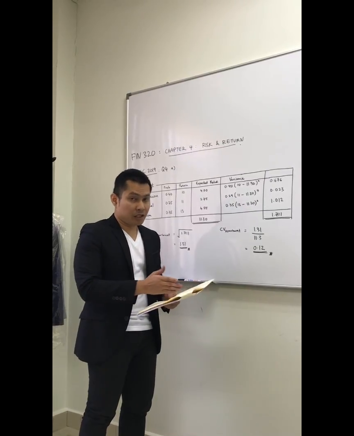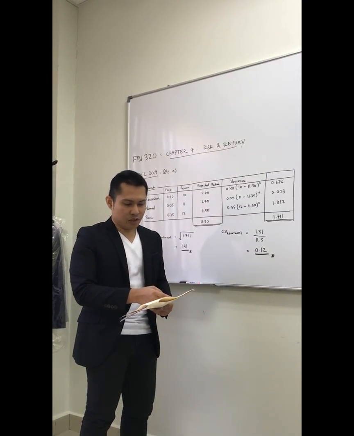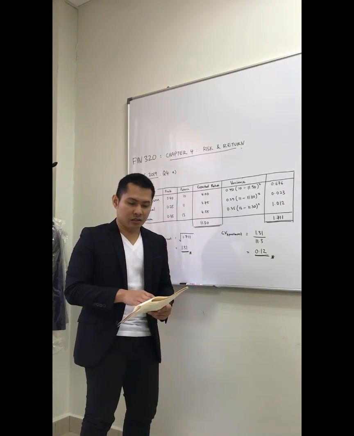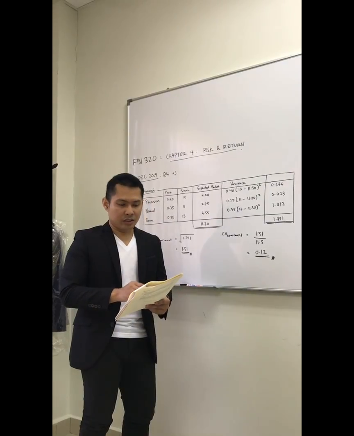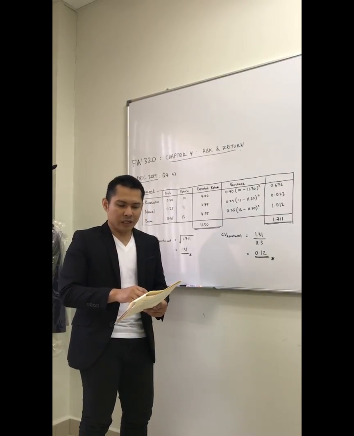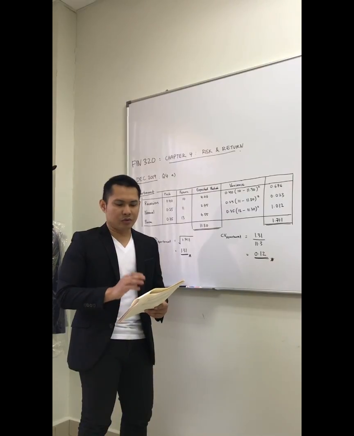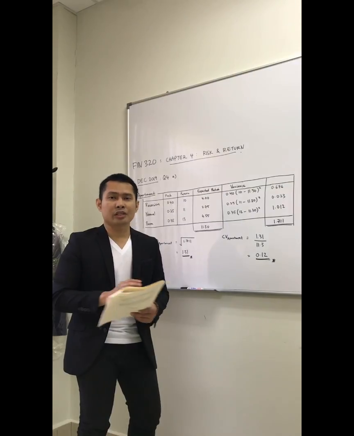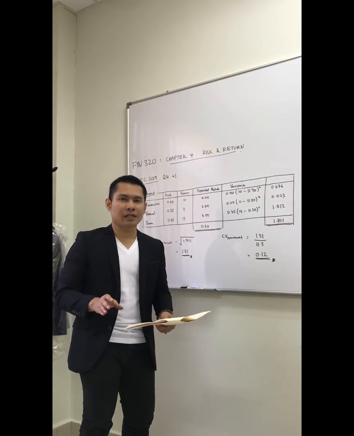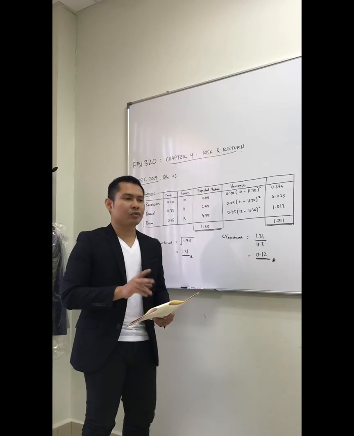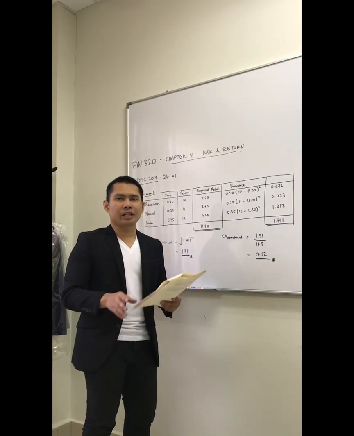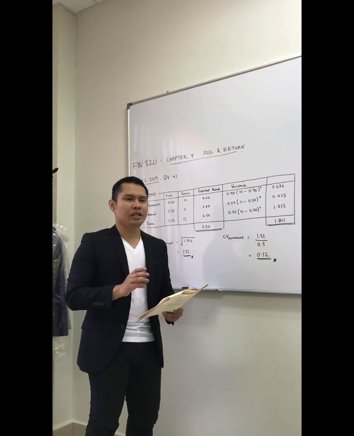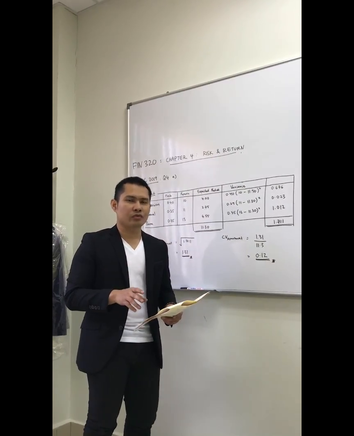So you have apartment and condominium. One during recession, one during normal, one during boom. So this is the condition or the probability, right? Expected return is given, right? So in this risk and return chapter, the question will always have the same storyline, where the company has two projects and they need to pick one or the other. In this case, they need to pick the one with the lowest risk.